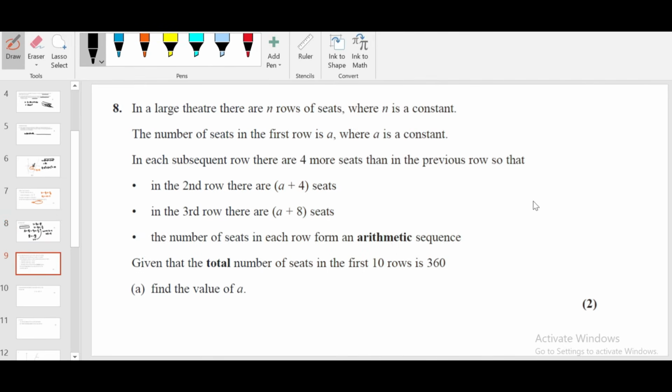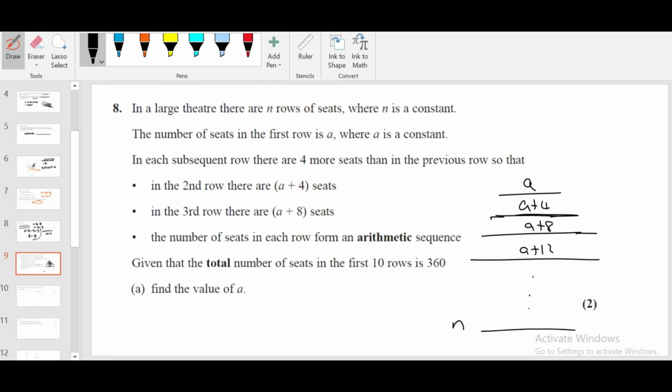Question number 8 now. This is from sequences and series. Kind of interesting question. In a large theater there are n rows of seats, where n is a constant. The number of seats in the first row is 8, and then in the second row 4 more seats, 8 plus 4. In the third row 8 plus 8, 8 plus 12, etc. The total number of seats in the first 10 rows, the sum of 10 terms, is 360.